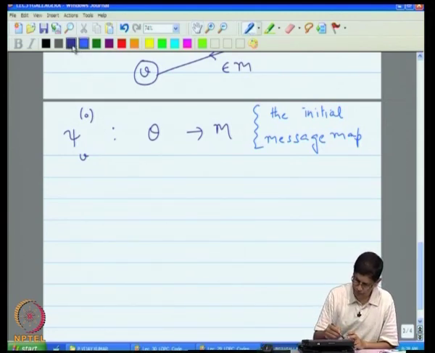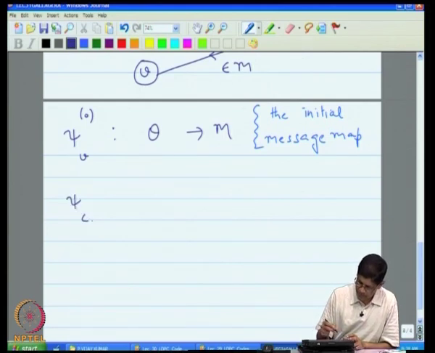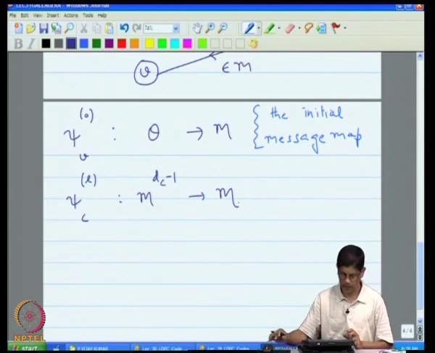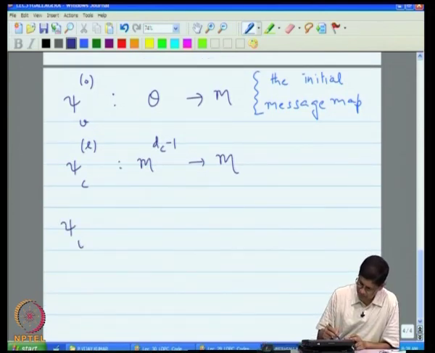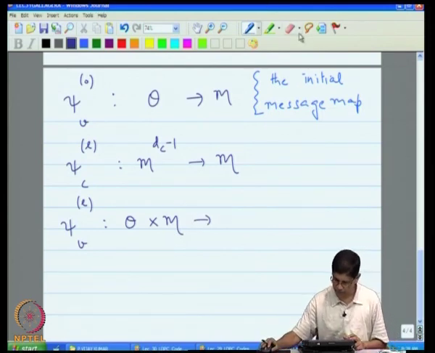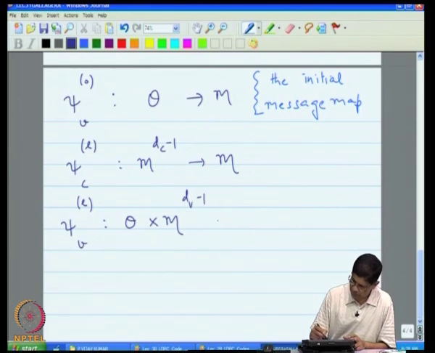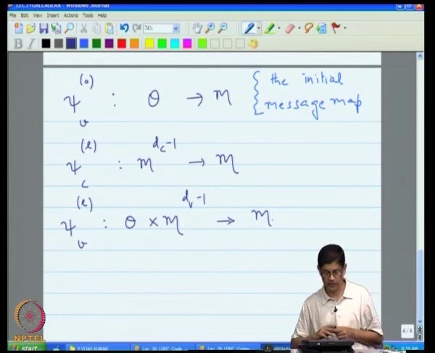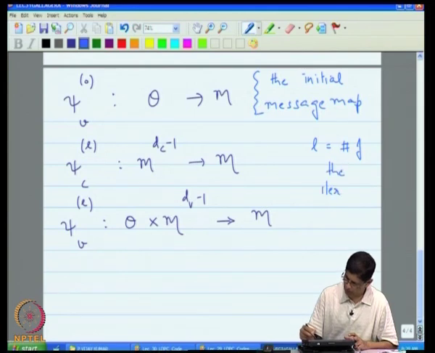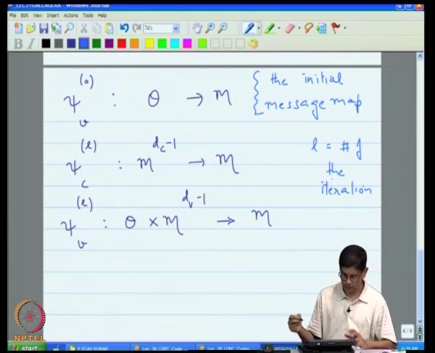Now on the other hand, at a check node, so that is the C here, during the Lth iteration, the incoming messages, since there are d sub c minus 1 inputs, it is going to map that to M, and in subsequent iterations at a variable node, the map is from the output of the channel alphabet and taking into account the incoming messages, which are d v minus 1 in number, you map this to the message alphabet. So, these are the three maps that are carried out, and so L is the number of the iteration. All right.